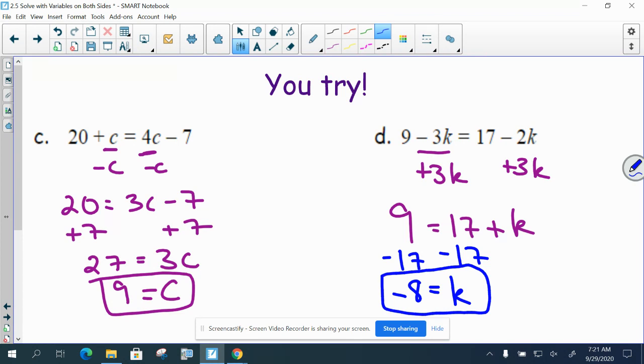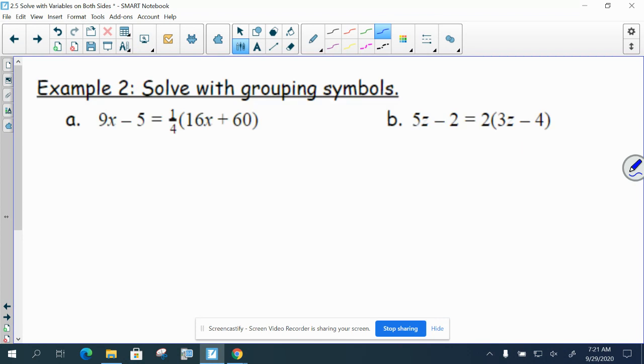All right, so those are the answers you should have gotten. Let's move on to examples where you have grouping symbols. By grouping symbols, I mean parentheses or brackets. Usually you'll see brackets if you have parentheses inside of them. You've seen that with order of operations. All right, so for part A, so the first step is to get rid of the parentheses by distributing.